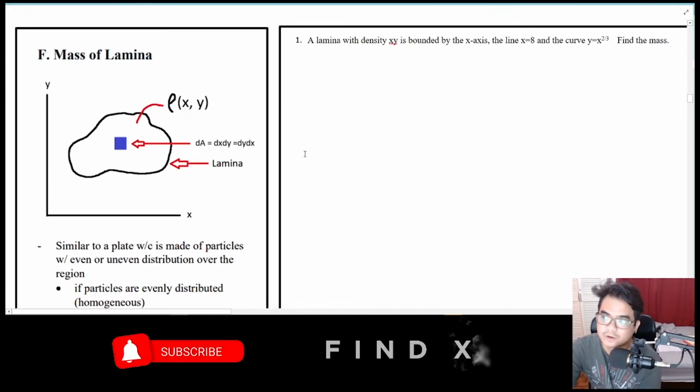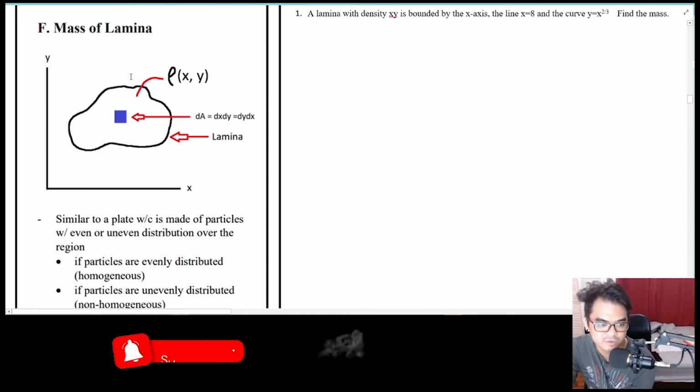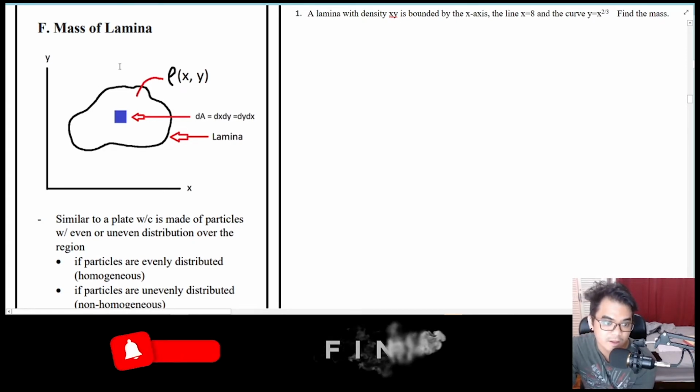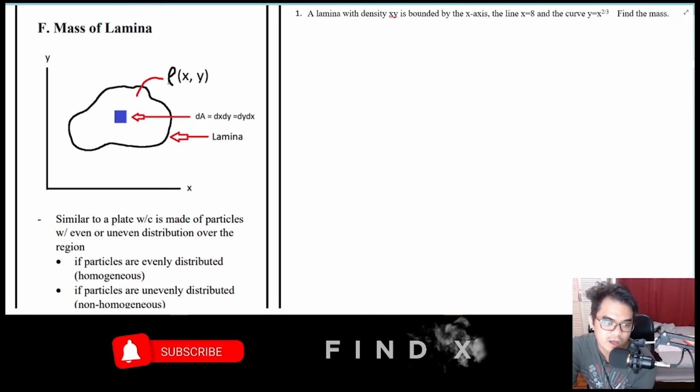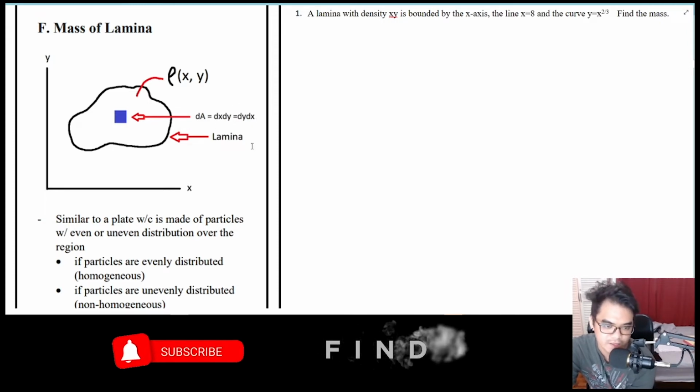So we got our next topic, which is the mass of a lamina. As you can see, this is just a random shape, and we are looking for the mass of that shape. We have here rho, which is a function of x and y, and then dA, which is a rectangle, dx dy or dy dx. This will be your lamina, the random shape.